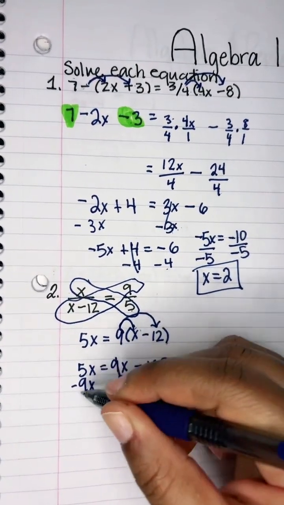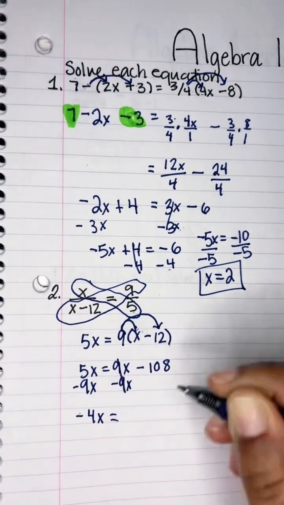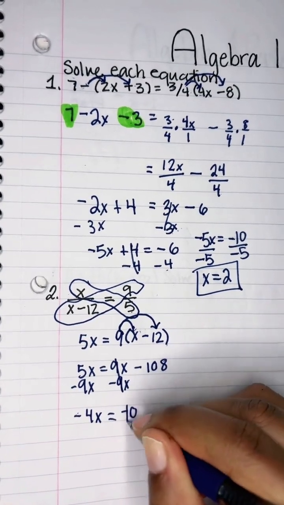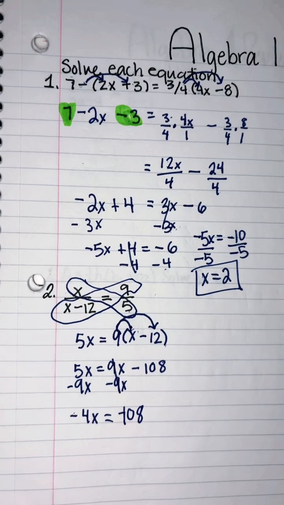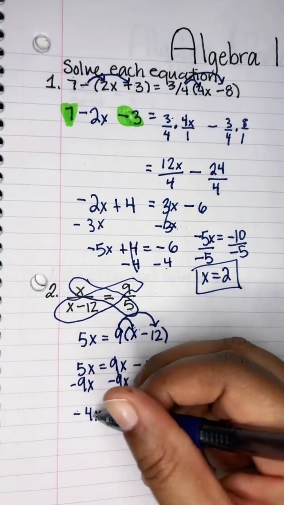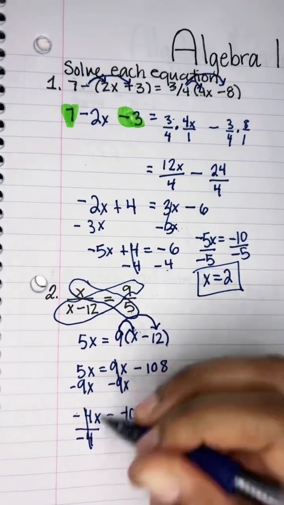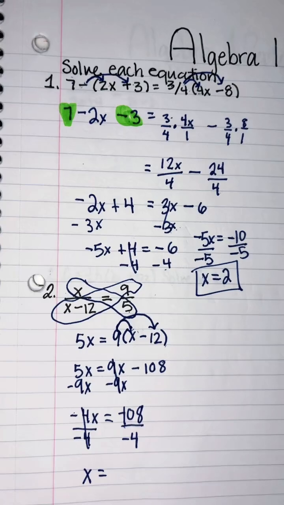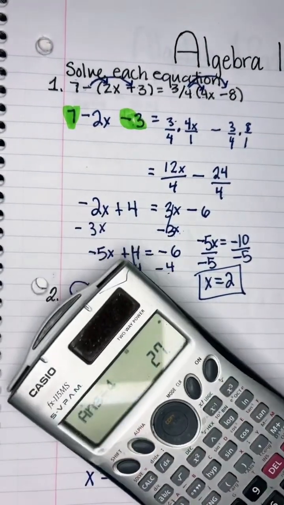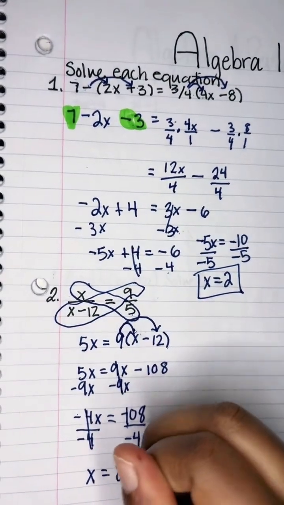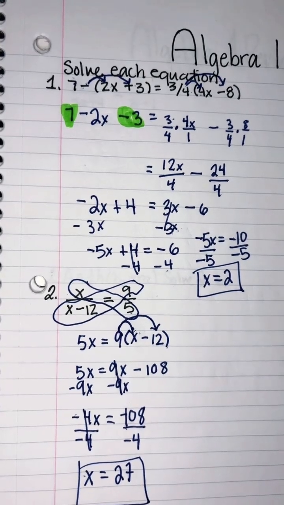Okay. 5x minus 9x gives us a negative 4x equals negative 108. We need x by itself. They're attached through multiplication, so we're going to undo that by division. Okay. And x equals, if we divide by 4, we get 27. And a negative divided by a negative is always a positive.